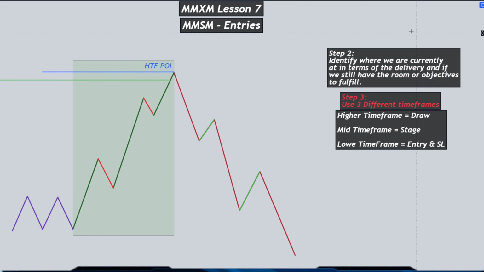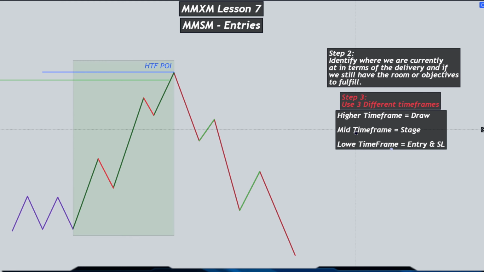Okay, so step 2: once we identify where we are currently at in terms of price delivery, are we on the buy side or the sell side, and do we have room to look for entries or not, or has the market already delivered or reached its objective. Once we identify that, now let's talk about the entries. Ideally, personally, I use 3 different time frames simultaneously, where I look for the higher time frame draw, which can be the buy side of the curve, where price is reaching for, or the sell side of the curve, where the draw on liquidity is, to identify those sorts of things.